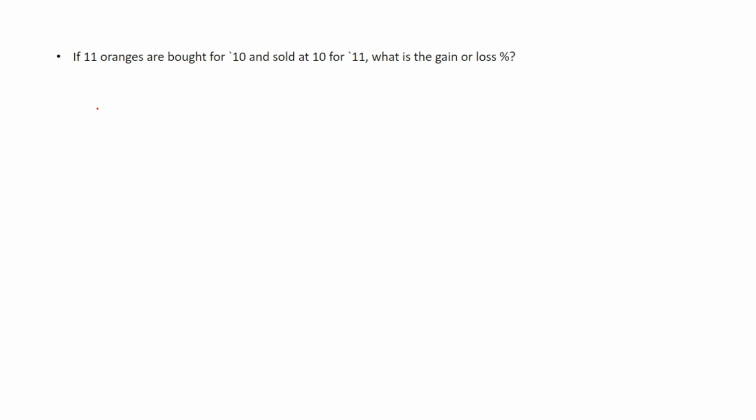So if 11 oranges are bought for 10 and sold at 10 for 11, what does that mean? What is the gain or loss? Okay, so this is quantity, this is rupees. So 11 oranges he bought and he is selling those at 10.